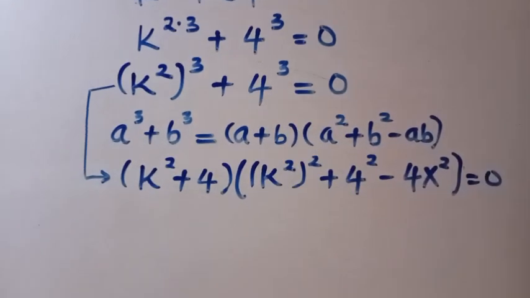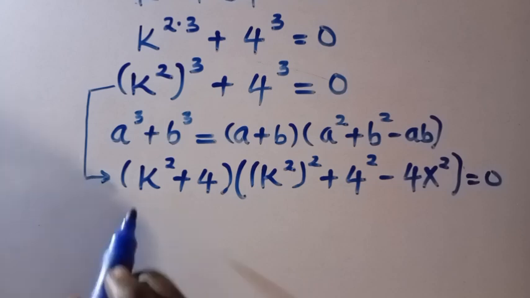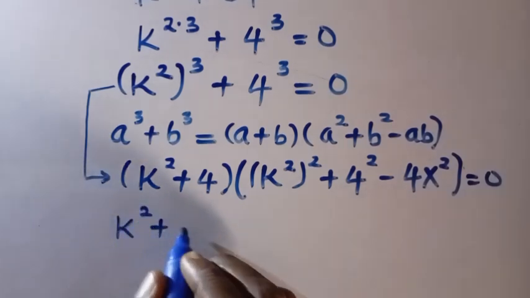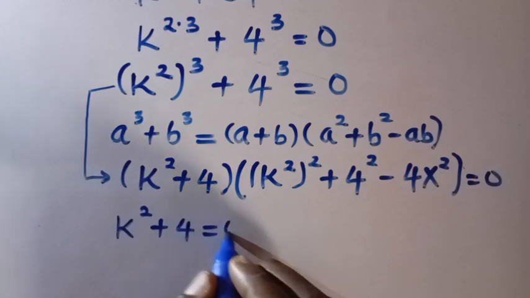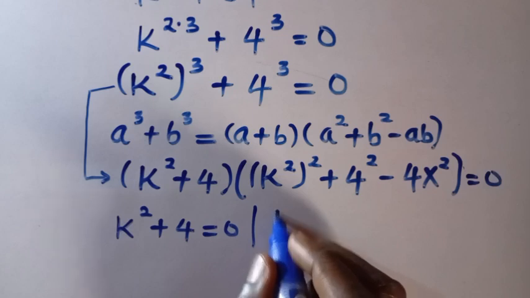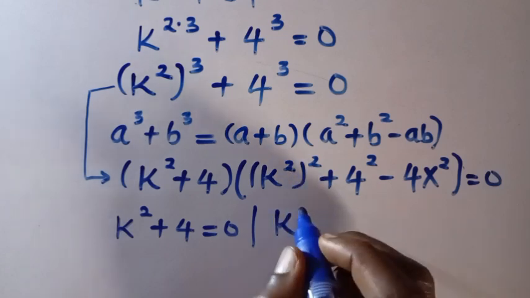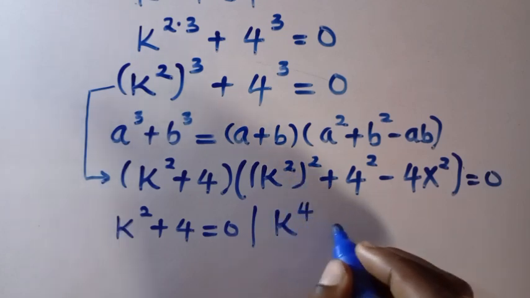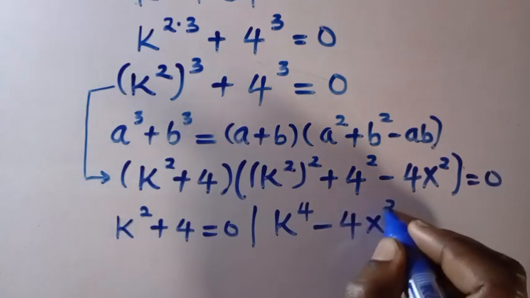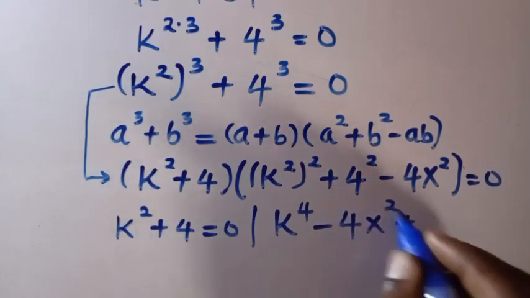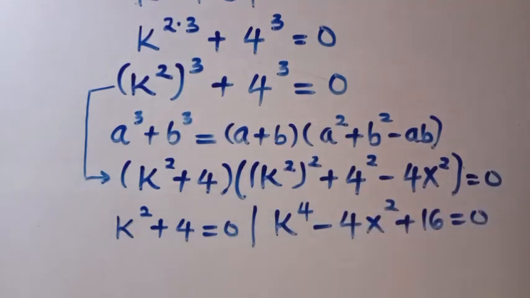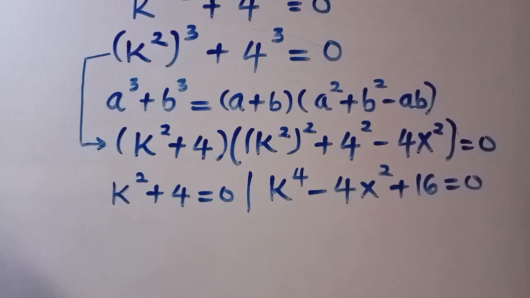Then with this little expression we have, we're going to let k raised to power 2 plus 4 equals 0. And also we have this as k raised to power 4, then minus 4k squared, plus 4 squared, which is 16, and this equals 0. So this is what we have here.